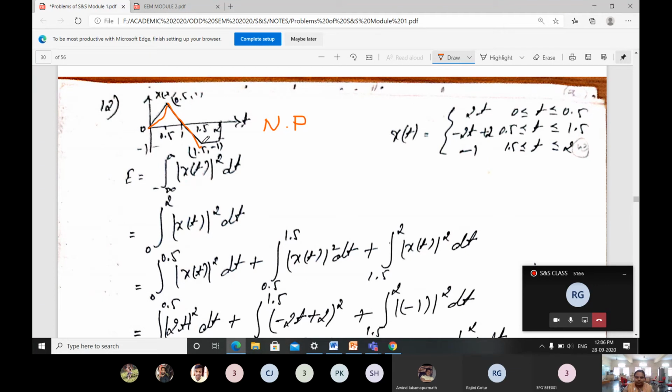Then again, with a dashed line, from 1.5 to 2, this is a pulse with amplitude of minus 1. Observe, here is a straight line from 0.5 to 1.5, again one straight line is there.